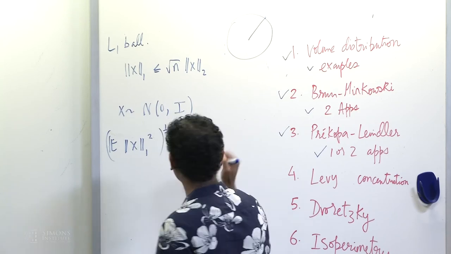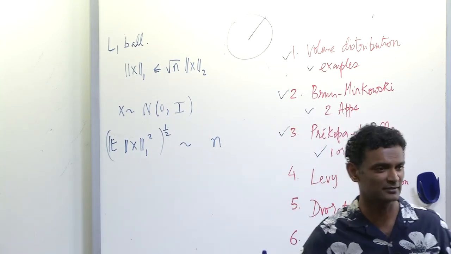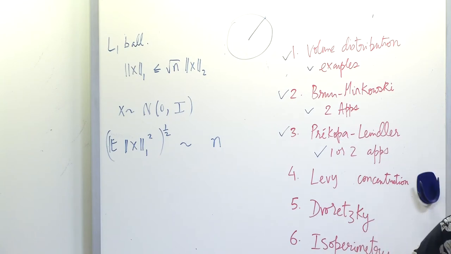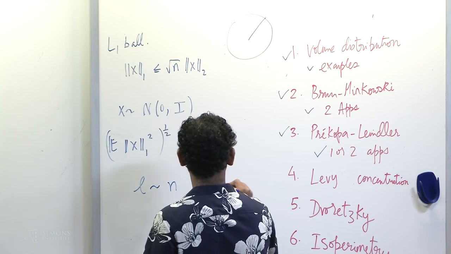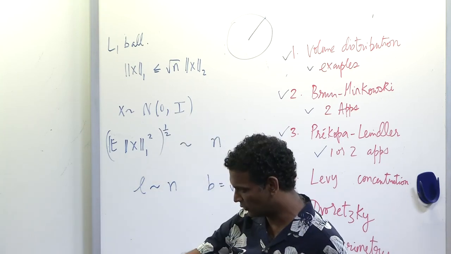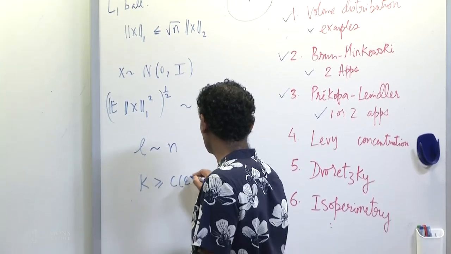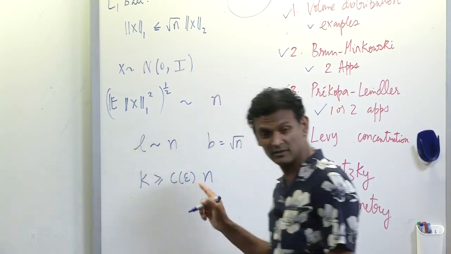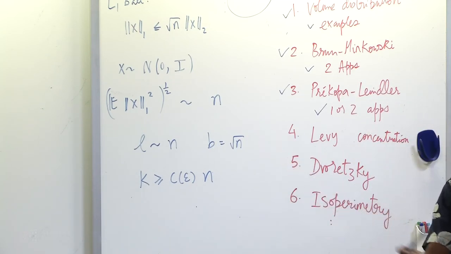And this is about n. Why? Because, you see, this is the summation of the coordinates here. If you think of each coordinate, it's about a constant. So you get constant times n for just the length. And square to the 1/2 affects the whole thing only by a constant. So the L in this case is about n. The B is root n. So if you substitute over there, you get that the section for this case is some constant depending on epsilon times n. So for the L1 ball, there are sections of constant times n dimension which look just like Euclidean balls.